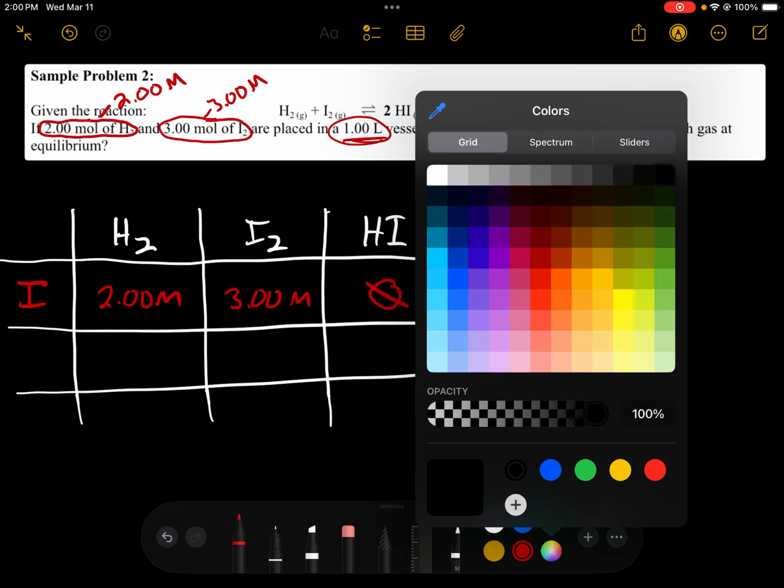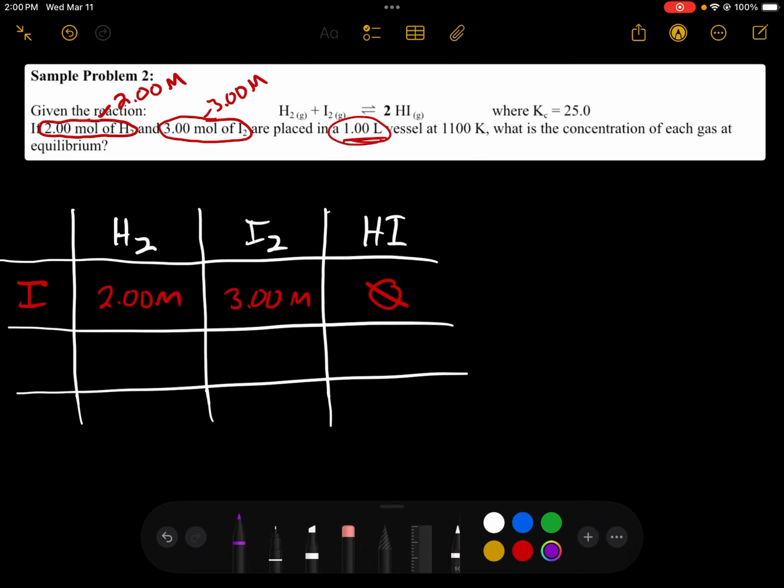So next, we're going to calculate our change. There is no coefficient in front of either H2 or I2, so we're just going to lose X amount of both of those, but there is a coefficient in front of HI, so we're going to gain 2X of HI. Now for our equilibrium row, we're just going to total these two. And so for H2, we have 2 minus X. For I2, we have 3 minus X. And for HI, we end up with 2X.